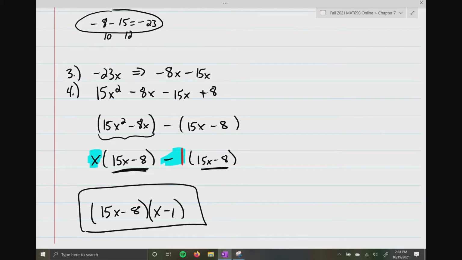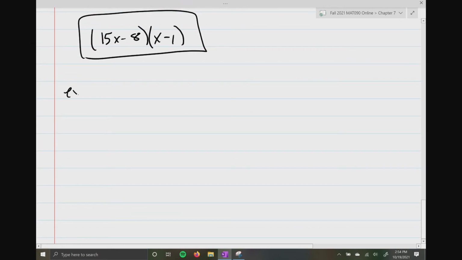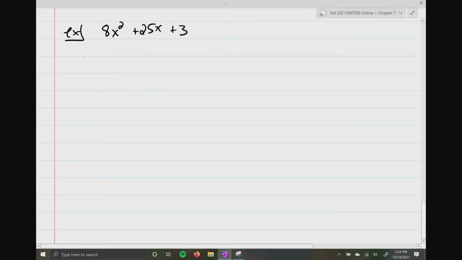All right, so here's our next problem here. Let's try this one out. Let's do 8x squared plus 25x plus 3, okay? So once again, look for a GCF. In this case, there isn't one, which the next problem there will be. But in this case, there's no GCF, and that's fine. So 1a, let's get that idea. Well, they're both going to be positive.